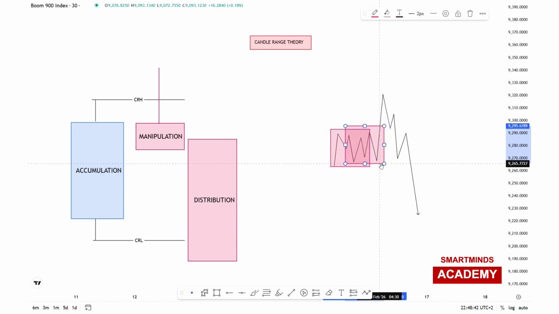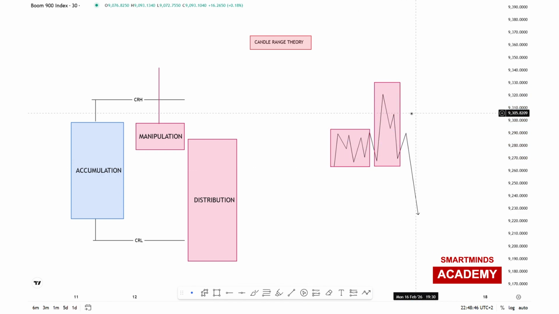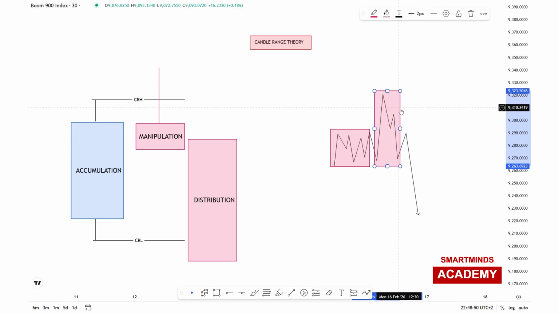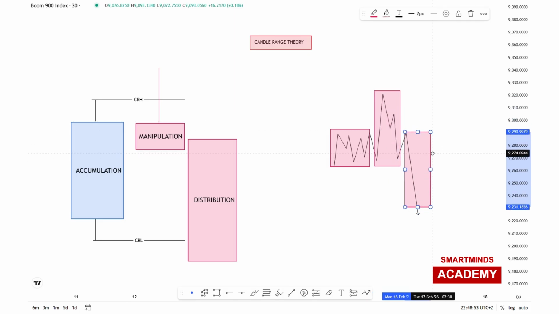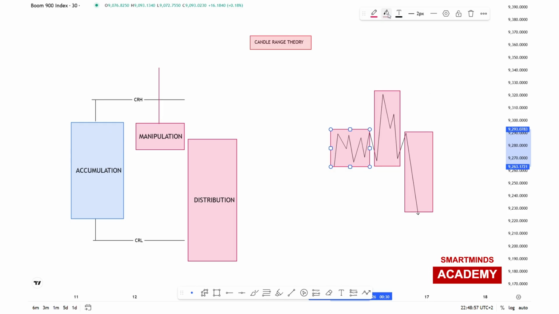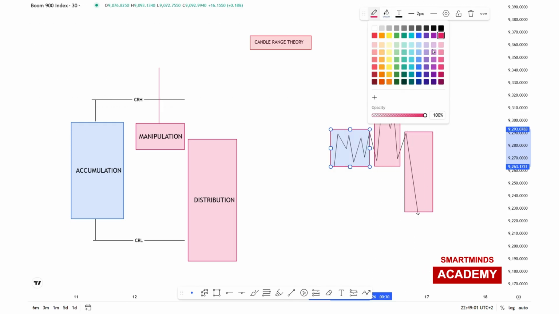What follows after the accumulation phase? We have the manipulation phase, and then because you're going to have a weak candle, but let me just do this. The one that follows after this one should be your distribution again. So this is for our example here.